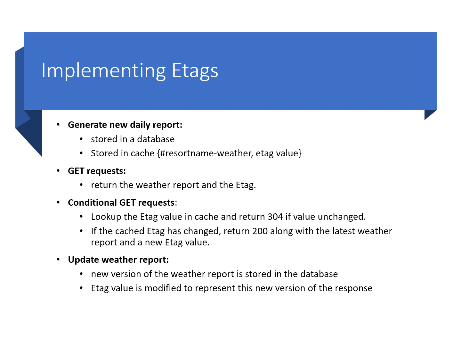When a conditional GET arrives, the If-None-Match, the service looks up the eTag value in the database and returns a 304 if the value has not changed. If the stored eTag value has changed, it returns a 200 along with the latest weather report and a new eTag value. If the weather report needs to be updated because the weather has changed, a new version of the weather report is stored in the database and the eTag value is modified to represent this new version of the resource.